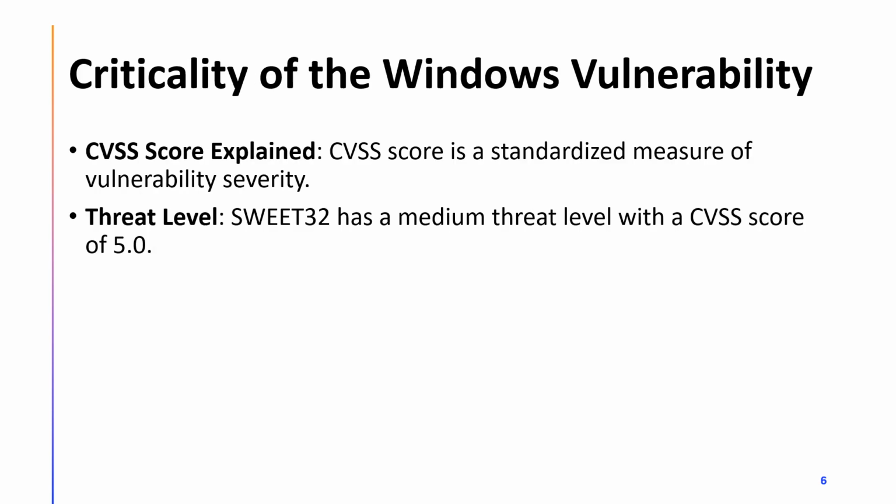Let's look at those. The criticality of the Windows vulnerability. The CVSS score is a standard measure of vulnerability severity. The threat level was a medium threat level with a score of 5. Now the scores can go from 0 to 10. Anything under 8 is not what we would call extremely critical or high severity. And medium is something that does need to be remediated, that can be taken advantage of, but will not be a high severity, which is extremely important.